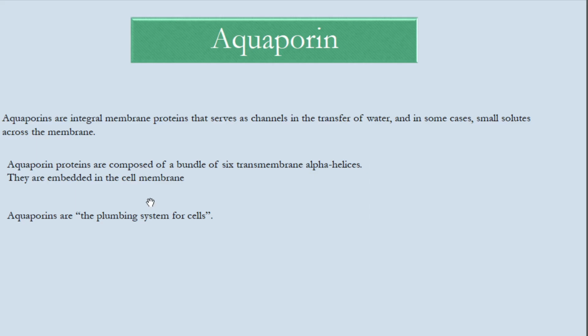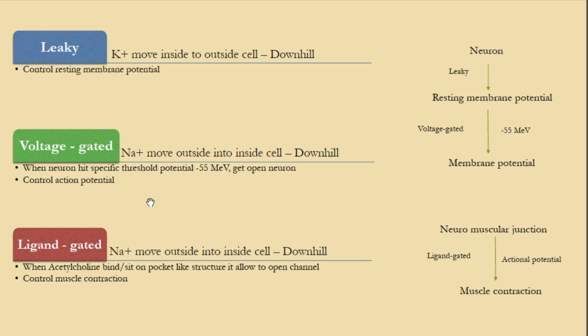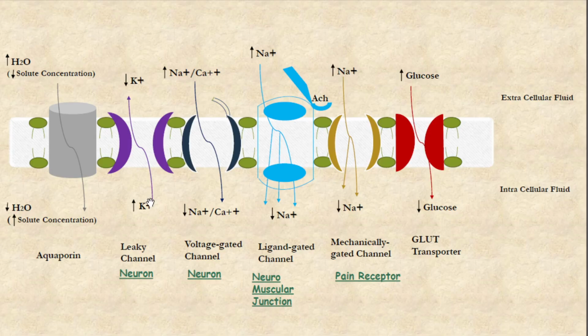Now the next one we have is the voltage gated channel. When the threshold reaches -55, this channel gets opened up and transportation of sodium from the outside environment to the inside environment of the cell takes place. The sodium is present outside the cell in higher concentration, and it mainly affects the neuron.